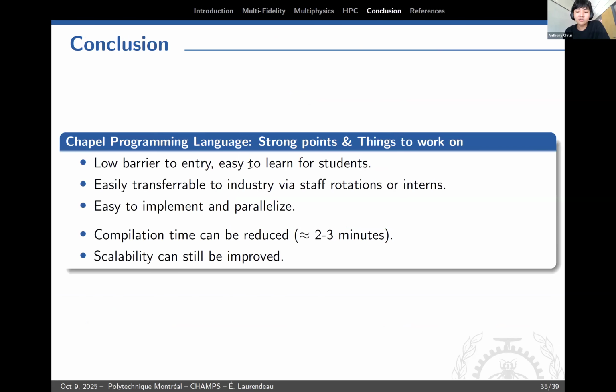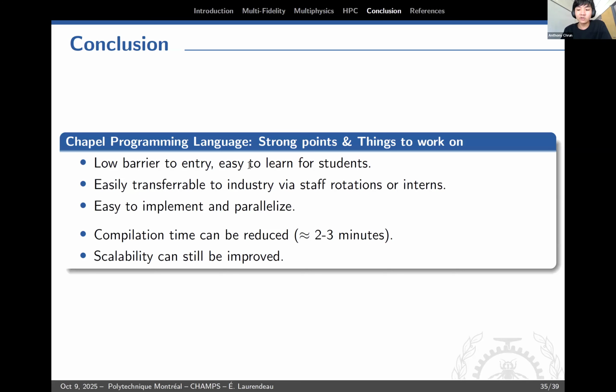And so, yeah, in conclusion, a quick word on how we feel as students about Chapel and its usage in the CHAMPS software. Chapel has quite a low barrier to entry. This is crucial for a student-driven lab because most of the students come from an engineering background, and so we've got initially little to no experience in HPC or coding. Chapel makes it quite easy to learn for the students, actually. The language also makes it easily transferable to industry via staff rotations or short-term internships.